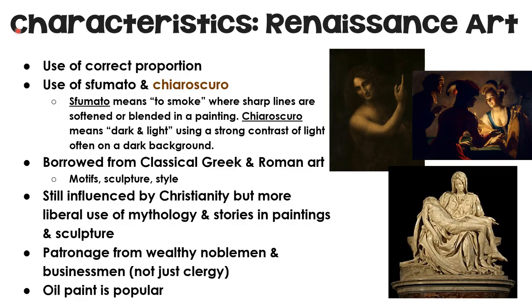A couple of vocabulary words: sfumato, which means to smoke, where the sharp lines are softened. You can see an example in here. And chiaroscuro, which we've talked about a little bit before, which means dark and light. That was the high contrast where the artists would have a focal point of light and then everything was very dark. A couple other characteristics: they borrowed heavily from classical Greek and Roman art. Still influenced by Christianity, but they did use a lot of mythology and stories from Greek and Roman art. Not just the clergy was paying for artworks now, you were getting wealthy businessmen and nobles, and oil painting was the most popular method.